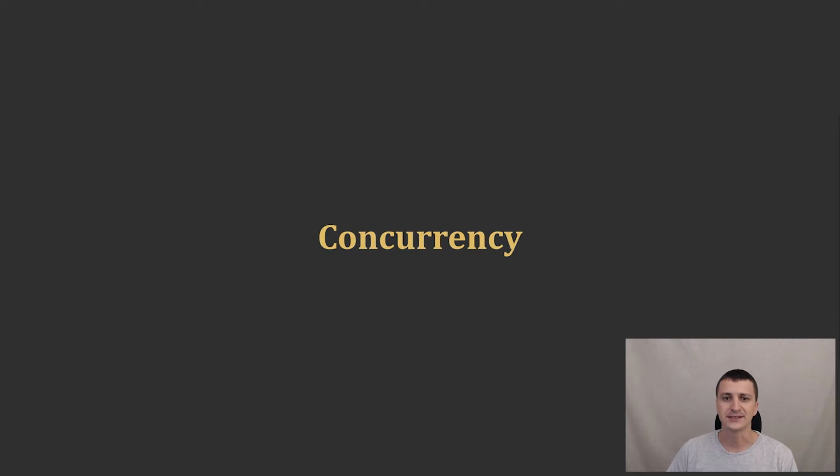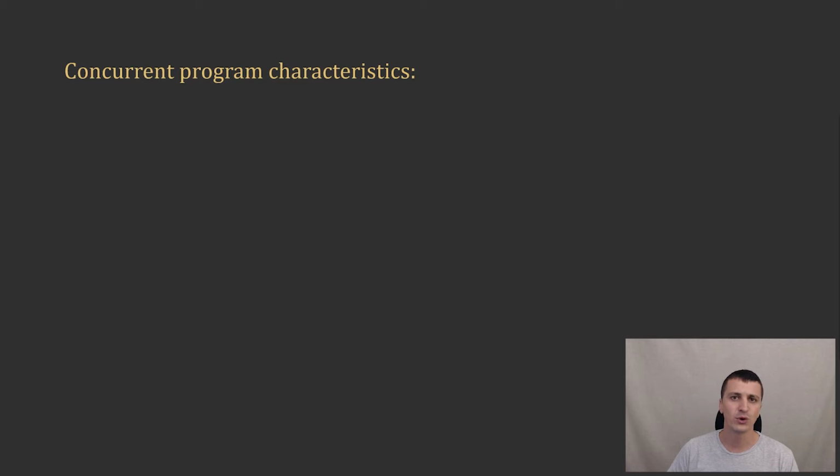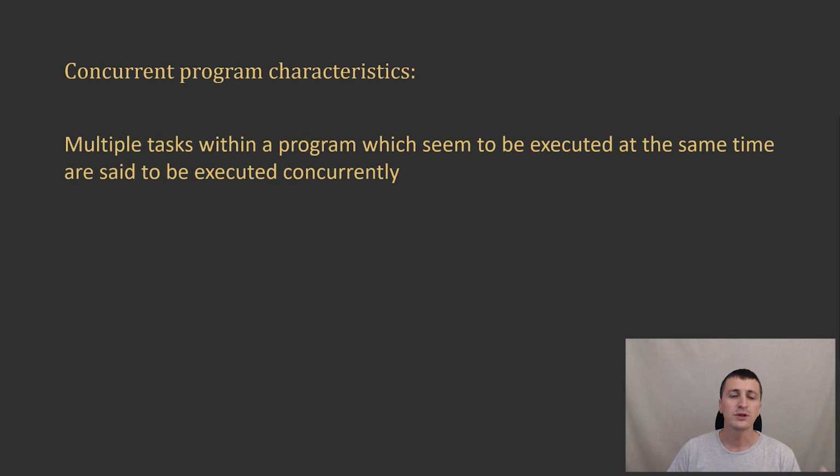So what's concurrency? Well, concurrent program is a program that has the following characteristics. Multiple tasks within a program which seem to be executed at the same time are said to be executed concurrently. So if I have multiple tasks and it looks like they are executed at the same time, these are concurrent tasks. And you might ask, wait a second, what does it mean seem to be executed? Are they executed at the same time or not? What are you trying to say?